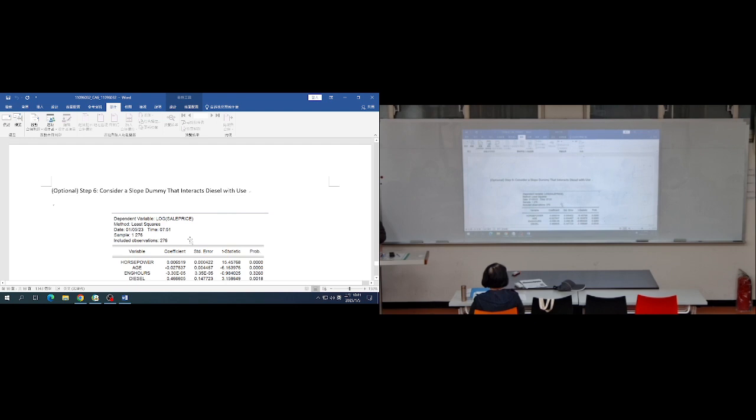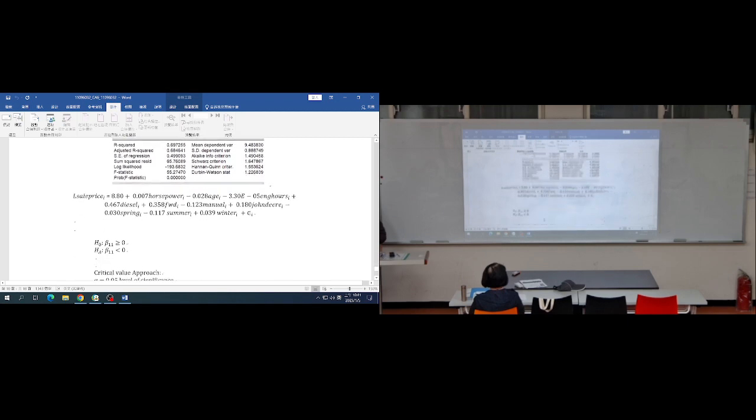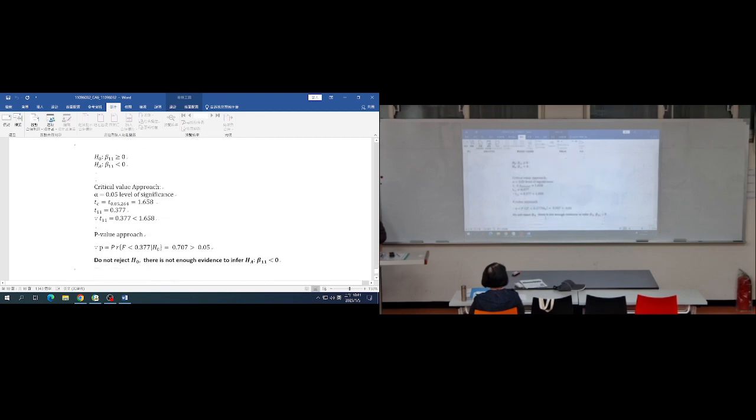So for the slope dummy, we just added the slope dummy variable of diesel multiplied by engine hours. So using the critical value approach and p-value approach, we do not reject, and there is not enough evidence to infer the alternative hypothesis. Therefore, we conclude that the additional hours do not have a significant effect on the value of the tractor. Okay, thank you.